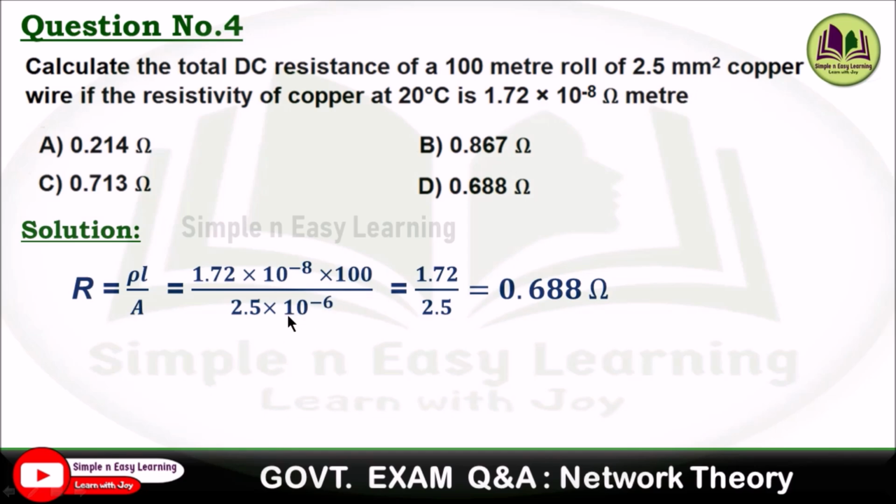10 power minus 6 we can cancel with this 10 power minus 8 and 100. 10 power minus 8 into 100 is 10 power minus 6. So 10 power minus 6, 10 power minus 6 get cancelled. So you will be getting 1.72 divided by 2.5. So that gives you 0.688 ohm. So the correct option is D, 0.688 ohm.